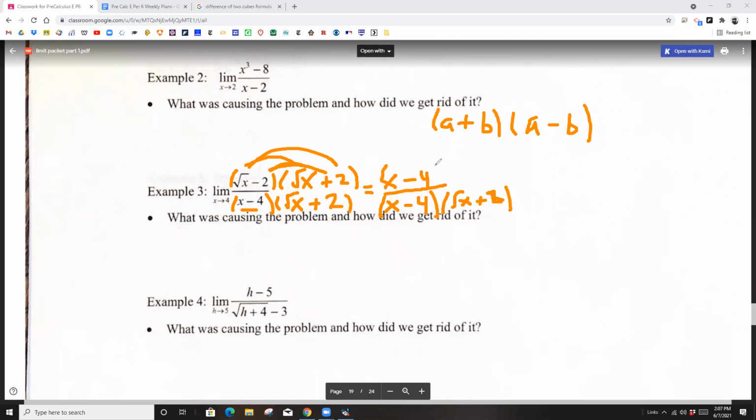And, you know, x minus 4 will equal 0 when we plug 4 in. But would you look at that? It cancels out. So now we just rewrote this as 1 over root x plus 2. And now we can use direct substitution with this, which is going to be equivalent to the original function for all values of x, except where x is equal to 4. But who cares? We're not evaluating f of 4.